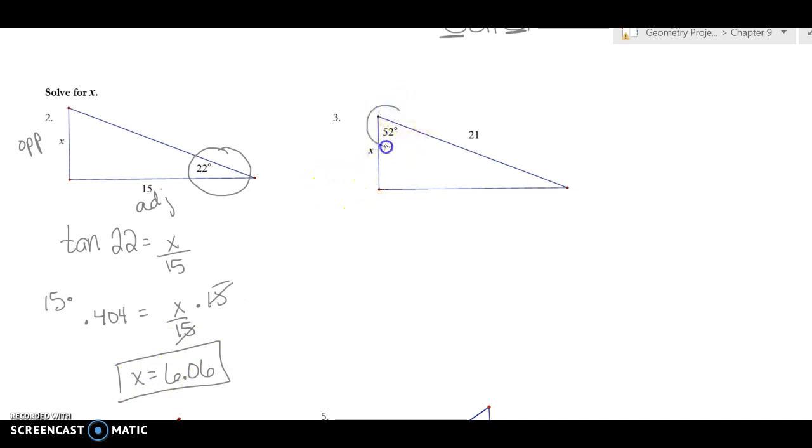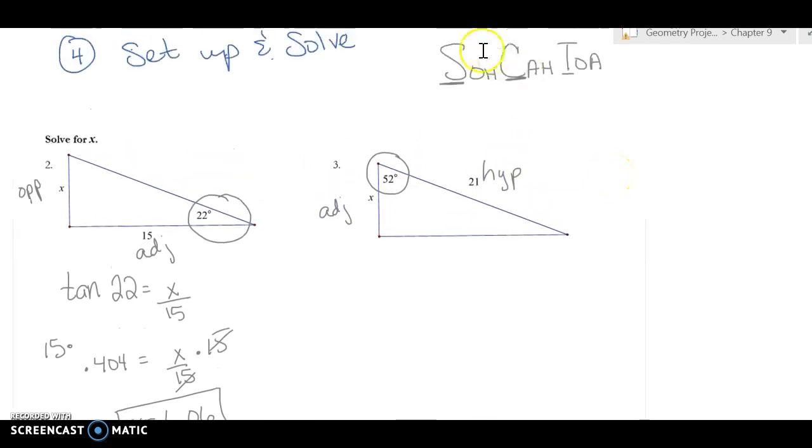Remember, you circle. You label your sides. This is the hypotenuse, and this is adjacent. And then you pick. So based on these rules right here, A and H, that's right, that's cosine. So it's the cosine of my angle, and my angle's 52, is equal to X over H, 21. So now I'm going to go ahead and find the cosine of 52. So cosine 52 is 0.616. Because it was a 615 and then a 6, I rounded up to 0.616.